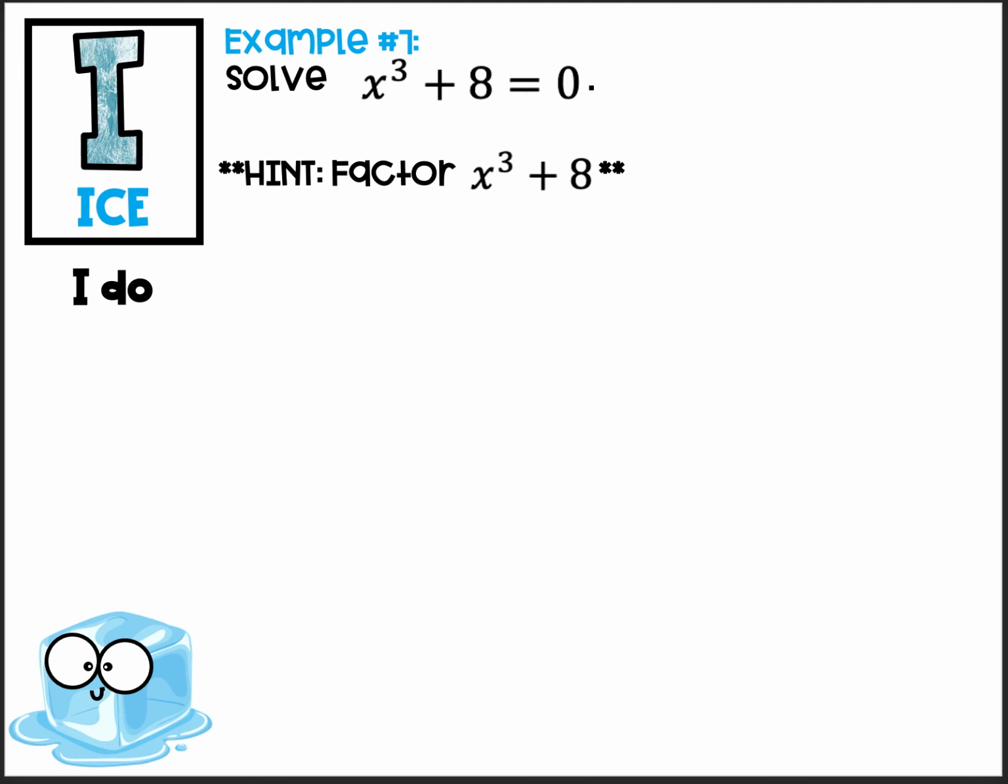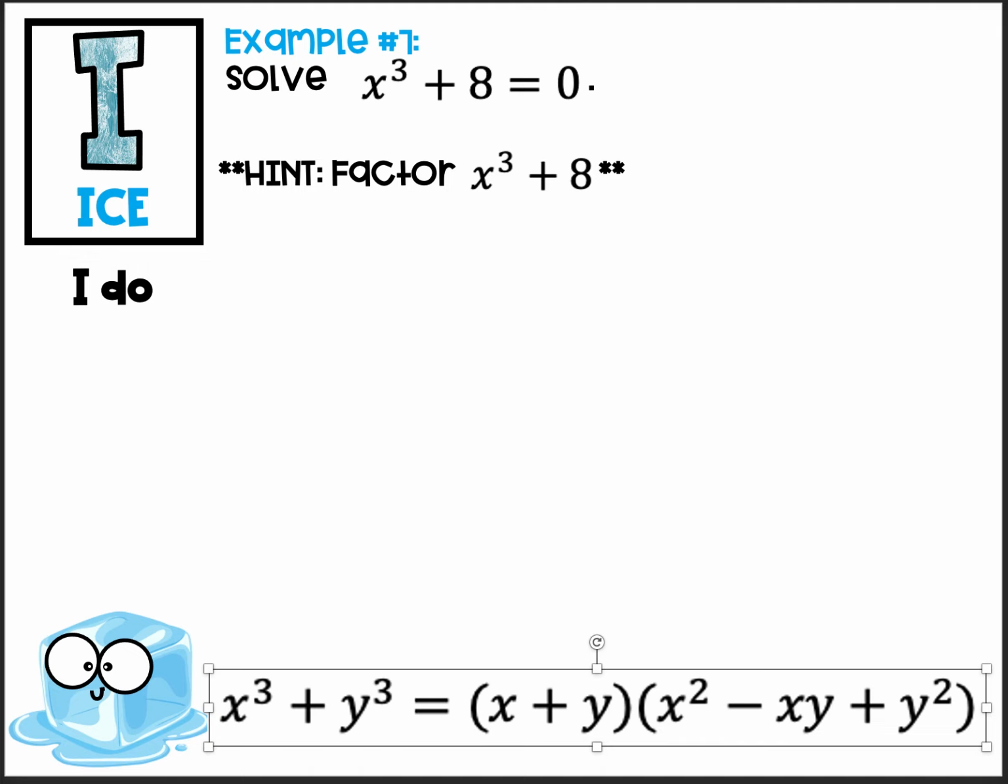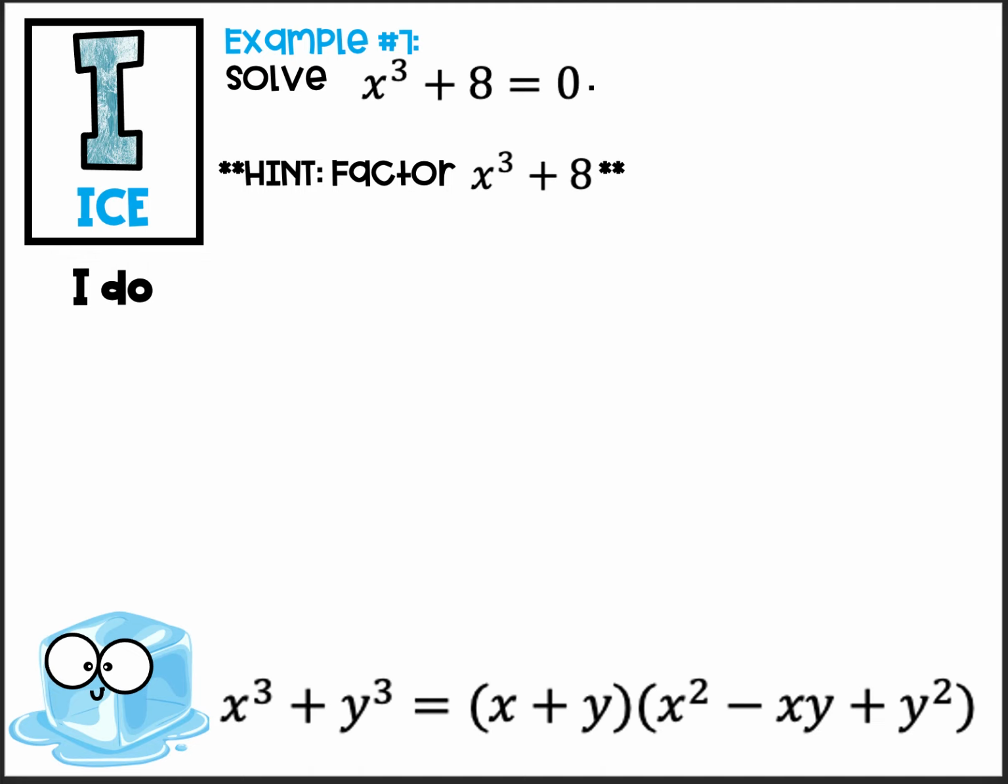The first step I would do is rewrite it so we can identify which one is our case. And just so you know, this looks like it's a sum of cubes. This is the formula for the sum of cubes. In this case, we have x cubed plus 2 cubed equals 0.